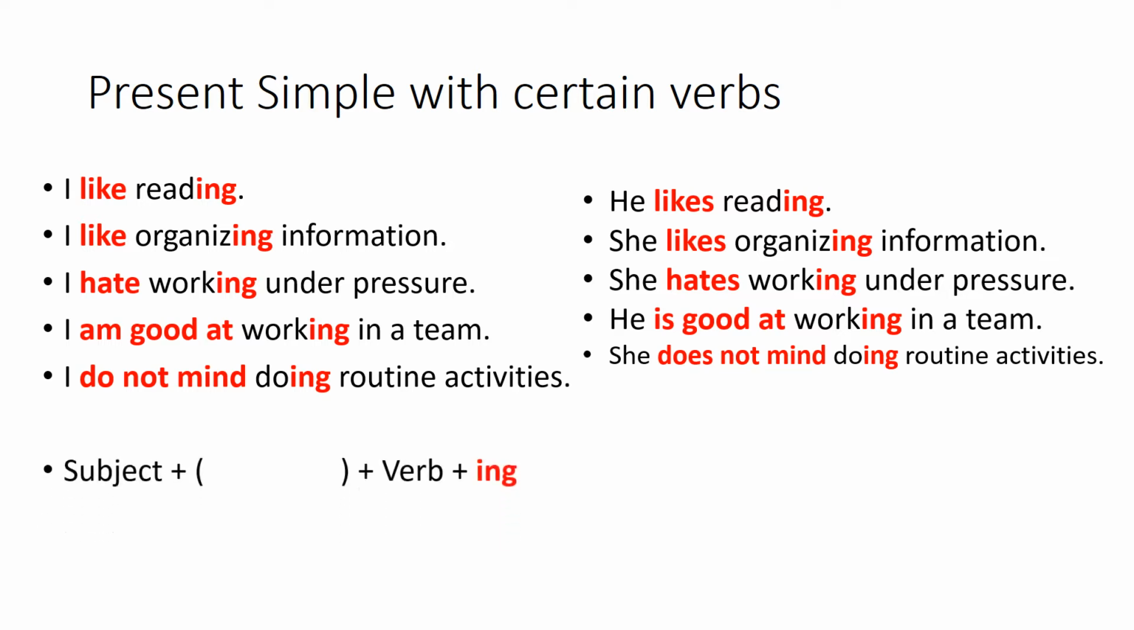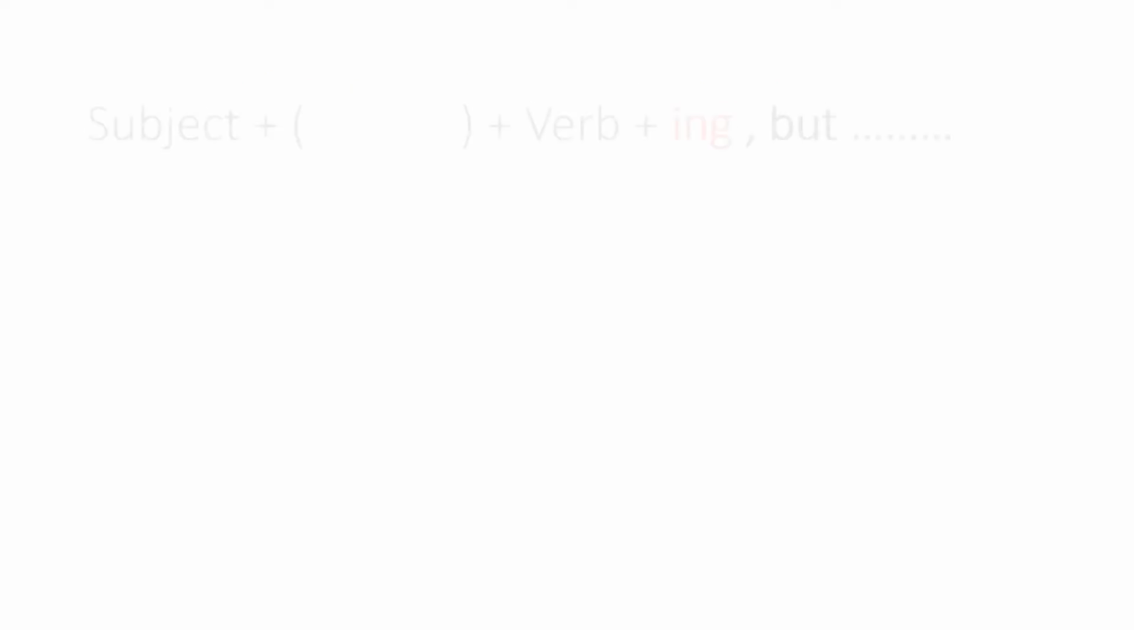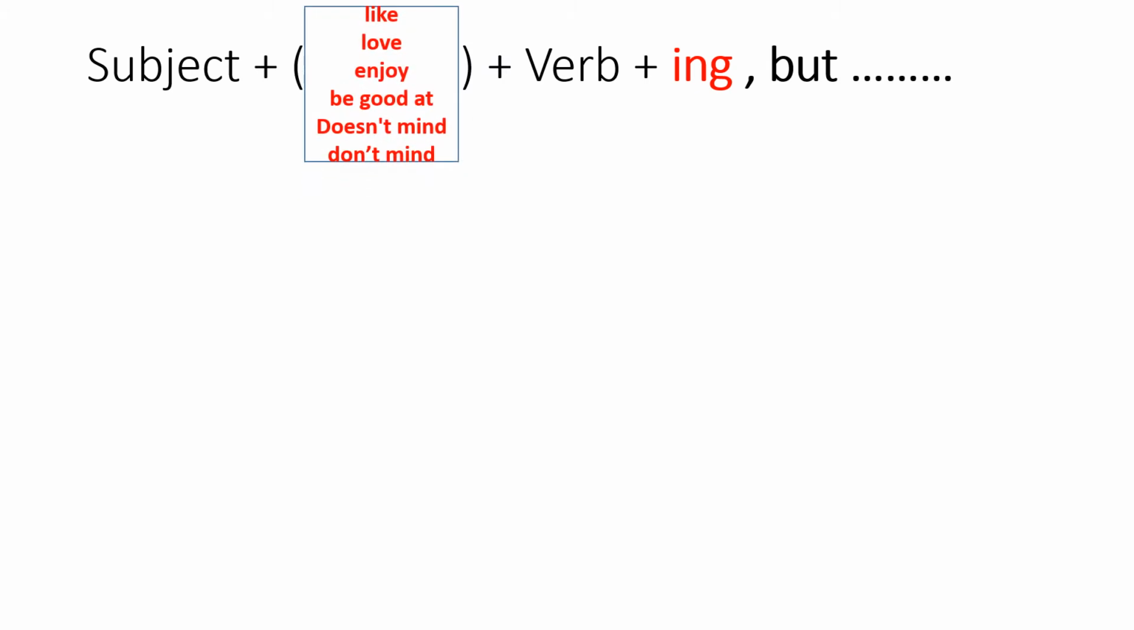So the form of the grammar here: if we have the subject, he, she, it, they, we, you, I, any subject, or a name, for example, Ahmad, Omar, Layla, Maryam, Reem, whatever. And after that, we have these verbs. Only these verbs, the emotional verbs like love, enjoy, be good at, don't mind, or doesn't mind. If you see these verbs after the subject, you have to add ing to the verb after that. Verb ing.